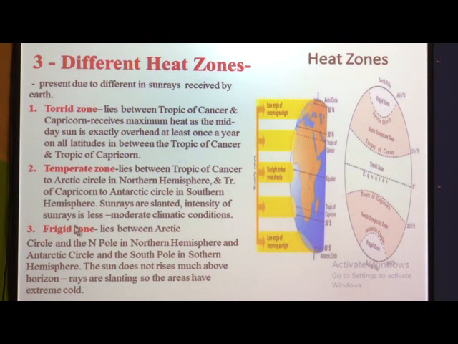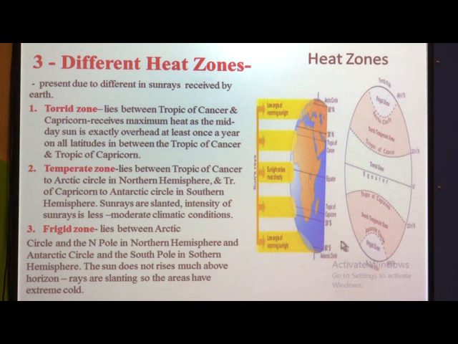Now the third important zone is the frigid zone. This frigid zone lies between the Arctic Circle. See children, this is the frigid zone in the north and the south. This frigid zone lies between the Arctic Circle and the North Pole in the northern hemisphere, and again this frigid zone lies between the Antarctic Circle and the South Pole.